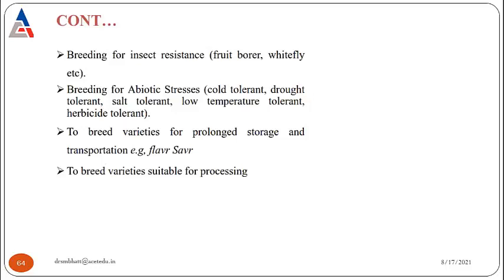To breed varieties for prolonged storage, for example Flavr Savr, they are very hard and can be transported safely. Breeding also improves quality seed and the germplasm, with resistance to fruit borer, whiteflies, right? And breeding for abiotic stress sometimes. So improve drought tolerance, heat tolerance, salt tolerance, low temperature tolerance, and herbicide tolerance.